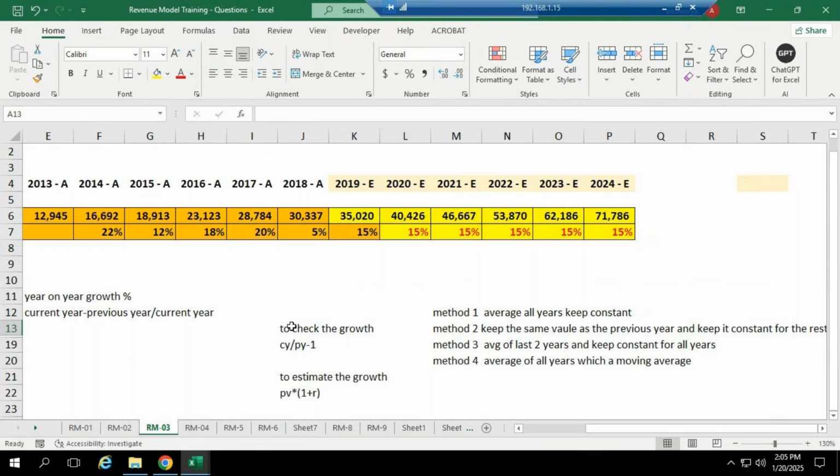Method 4, yes, very good. So average of all years, which is a moving average method. Okay, so moving average method. So if you just select this, then it will be moving average only that you will be getting here.